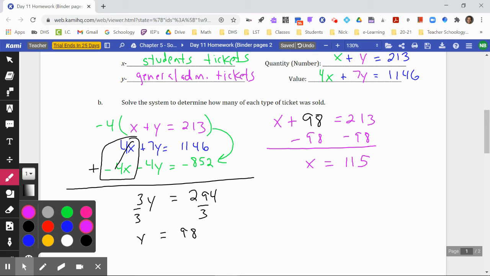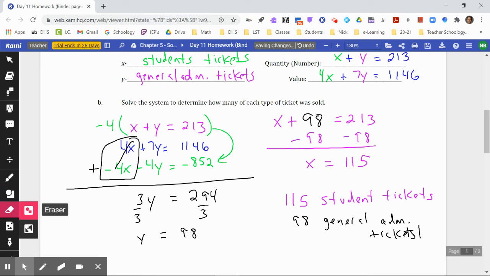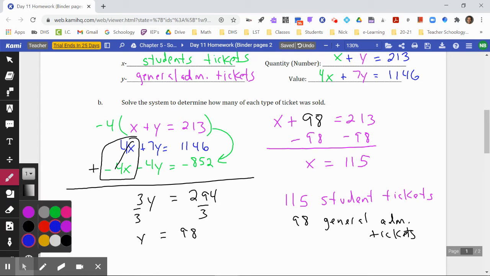Again, that's not my final answer. I have to put it back into context, into some meaning. So how many of each type of ticket was sold? Well, it was 115 student tickets and 98 general admission tickets. So there we go, and that is my solution.